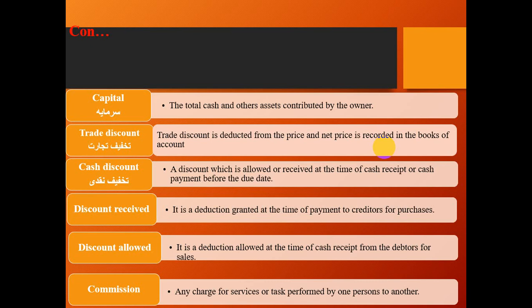Bad debt means that they will not pay you in the future, so they will give you a discount to pay that money to the organization as soon as possible. The next one is discount allowed and discount received. The person who receives the discount is called the discount receiver, and the person who gives the discount is called discount allowed.